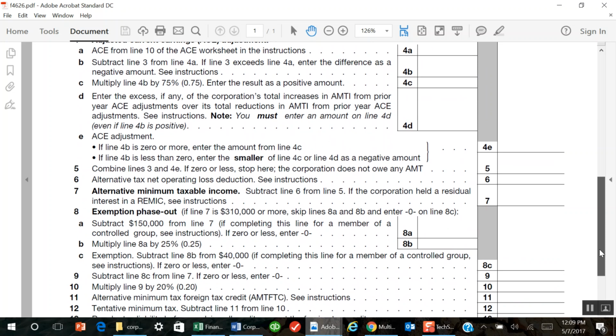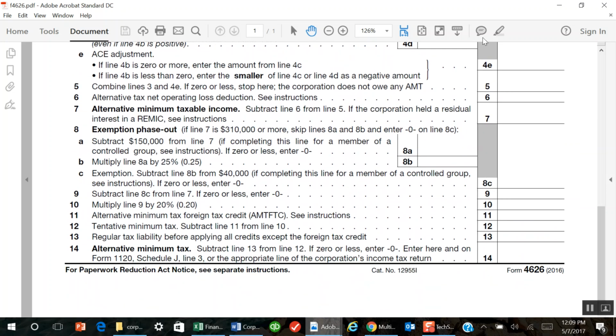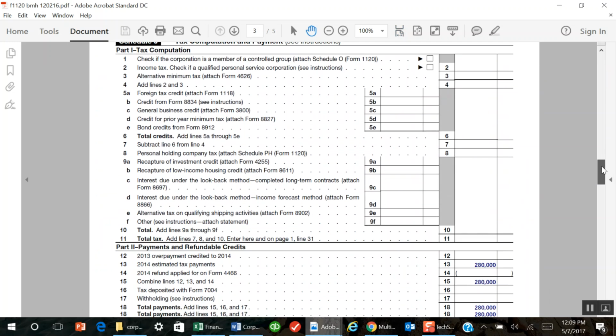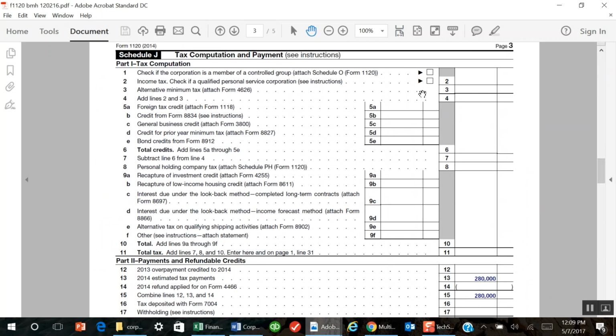Okay, and then it was imperative that you guys actually fill out the rest of the form. Most of it's just adding stuff down, typing in your regular tax liability, which comes from Schedule J of your return. So if you go back to page 3, here's Schedule J.